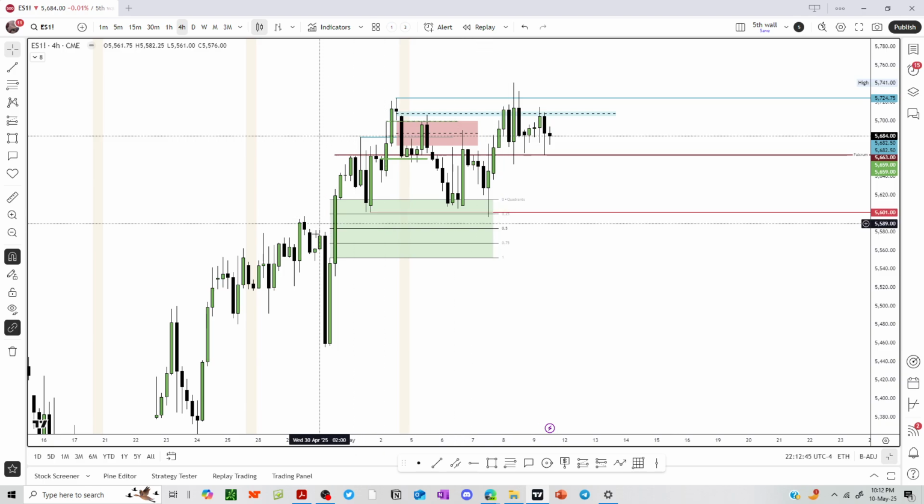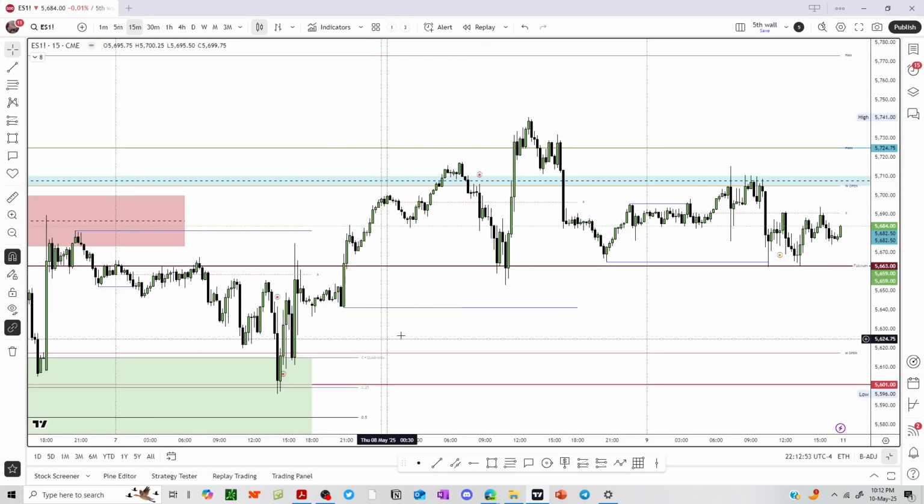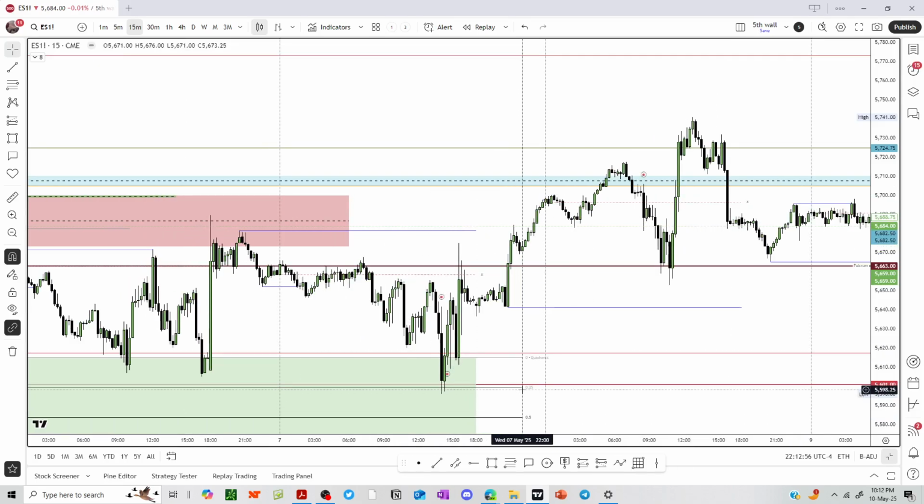Upper quadrant of this bullish fair value gap held price. Let's see if we can see that entry on the 15-minute. Right, so that's the last one, holding the last quarter. And we have a run on stops here.